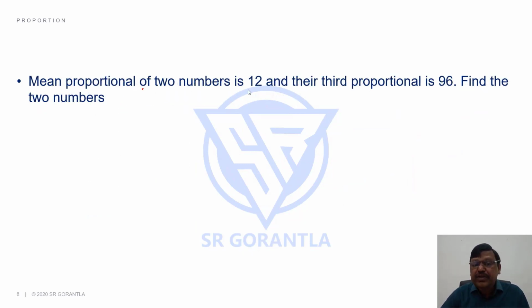Mean proportion of two numbers is 12 and their third proportion is 96. Find the two numbers. Now, if the two numbers are A and B, mean proportion of two numbers is 12 means what? If A is to B equals B is to C, we call B as the mean proportion of A and C, I said. Now here, if I take two numbers as A and B, the mean proportion is 12 means A is to 12 is equal to 12 is to B. Then we say 12 is the mean proportion of A and B.